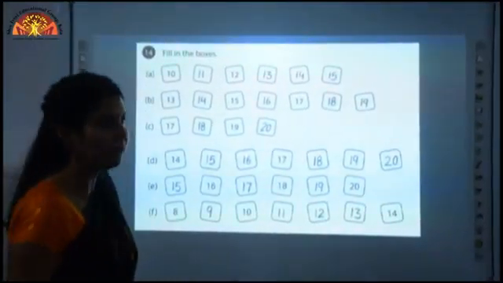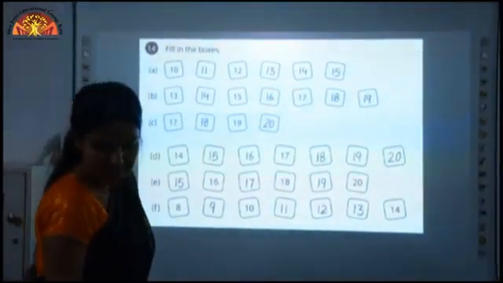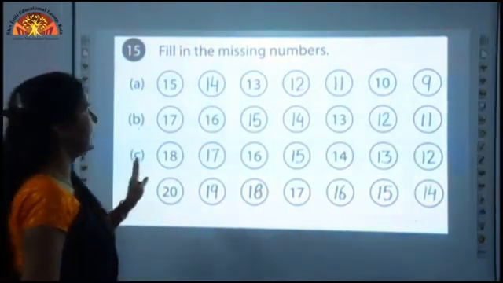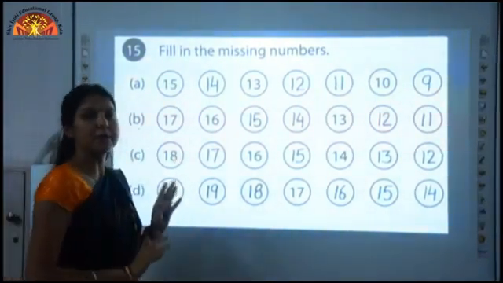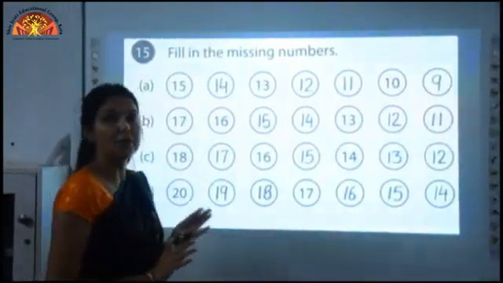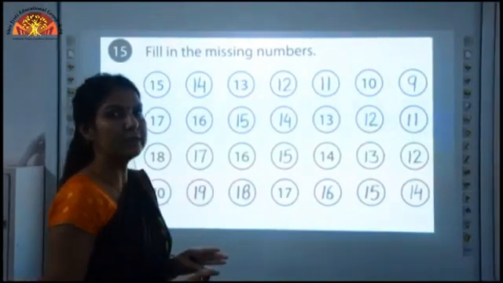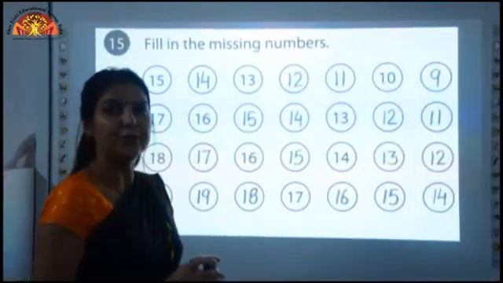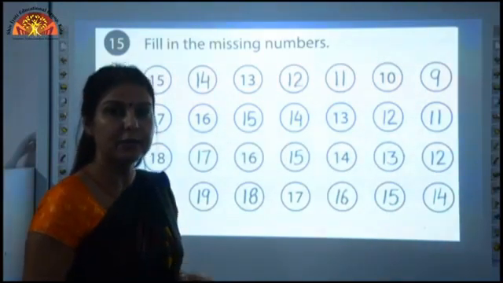In your previous classes, previous chapters, you have done the counting. So let's start. Question number 15. Fill in the missing numbers. Children, these numbers are different. How are they different? Because they are in decreasing order. They are in reverse counting, and you can say these are in backward counting.